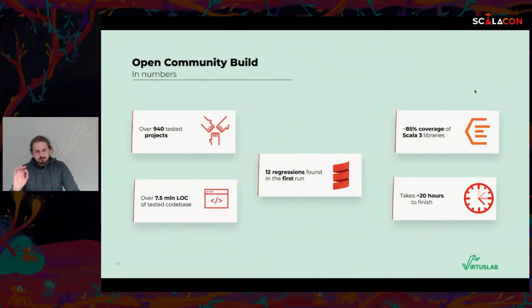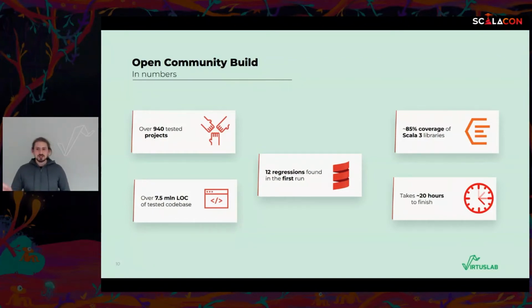So now that we know how it basically works, let's take a look at the numbers. In general, currently we are testing around 940 projects, which covers almost 7.5 million lines of tested code base. So that's why I didn't lie about the name of this talk. We actually test millions of lines of code. However, it's not our code. It's the community's.